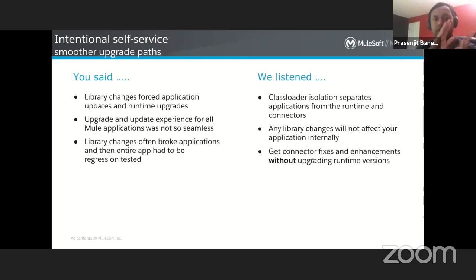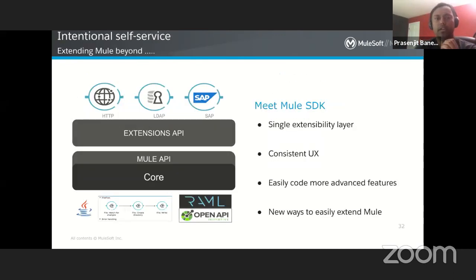Class loader isolation separates applications from runtime and connectors. So everything is individual. Your individual library for a particular connector is now separate and doesn't have much tie-up. It's not tightly coupled to your runtime. Get connector fixes and enhancements without upgrading your runtime version, a major upgrade in Mule 4, right?